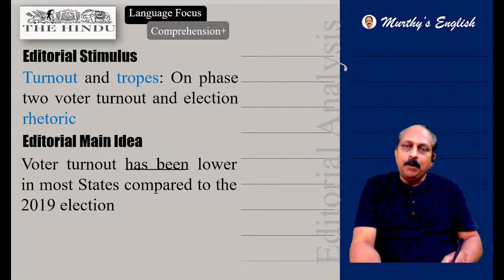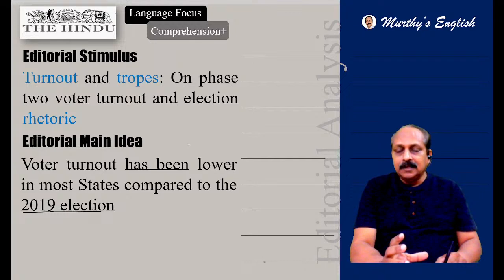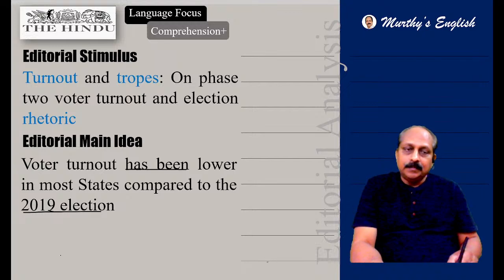has been, present perfect, active voice, lower in most states compared to the 2019 election. Last time, 2019, compared to the 2019 election, this time the voter turnout has been. When you see "been", don't think it is passive voice. Read the sentence. Based on the context, you have to decide. Here it is present perfect active voice.